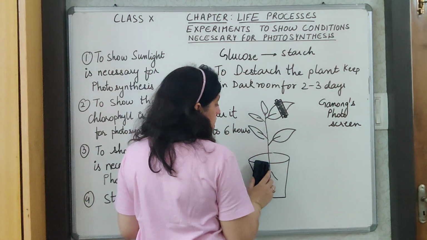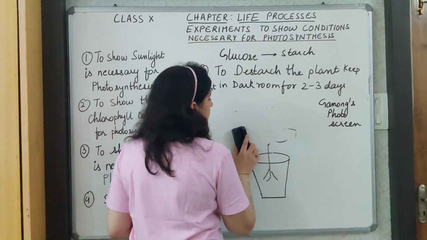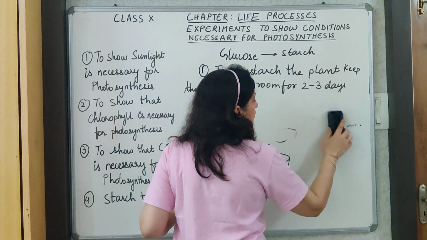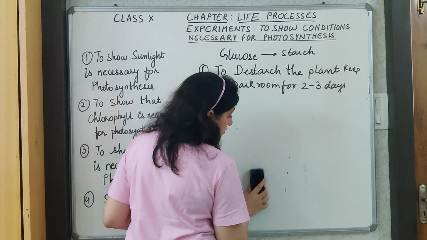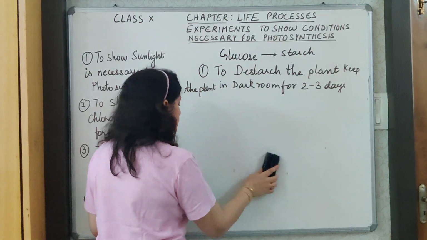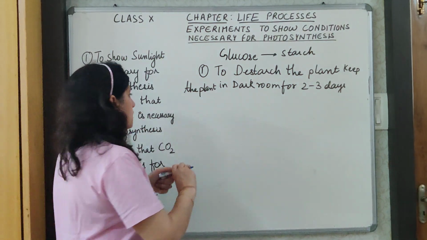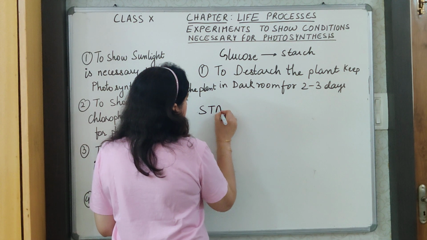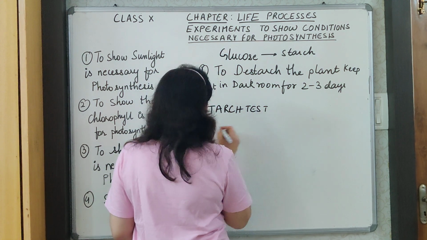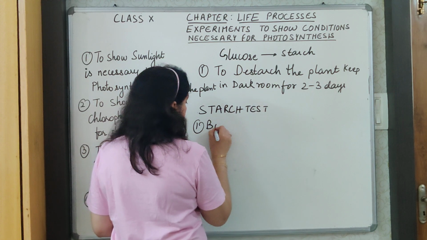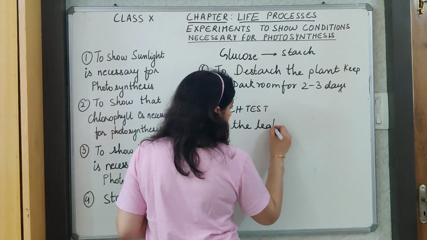These steps will be common to the other two experiments also. So after this has been done, now we will move on to the starch test, in which we pluck the leaf which we have taken for our experiment, and the first step of the starch test is to boil the leaf in water. So now here we are starting the starch test, in which the first step is to boil the leaf in water.